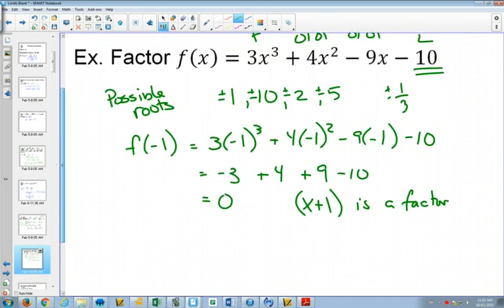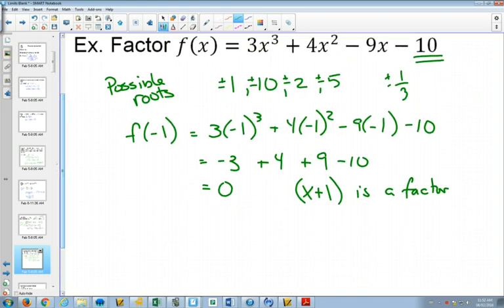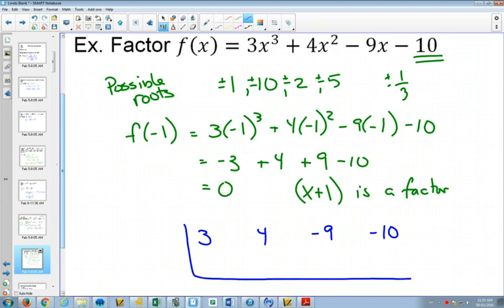You take your original function there, which was 3x cubed plus 4x squared minus 9x minus 10, and you would write those values, just the coefficients, 3, 4, negative 9, and negative 10. If one of those values was missing, like if there were no x squareds, you have to remember to write a 0 in where that x squared was. If we're dividing by x plus 1, we always put the opposite sign outside.